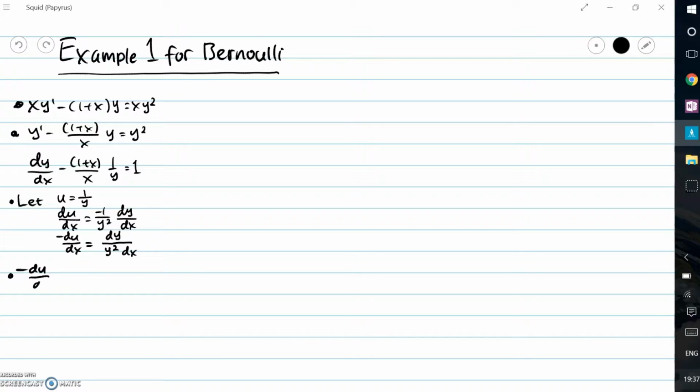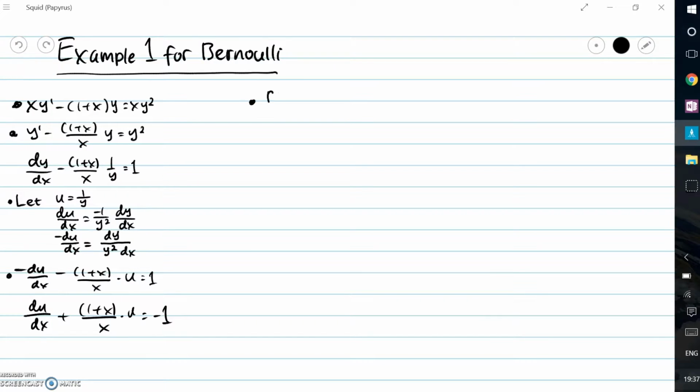Substitute u and du over dx into the equation, making everything in terms of u and x. Now we have a linear equation. Multiply both sides by -1 to make du over dx positive. After making it into a standard linear form, we just use the method we use to solve linear equations. We can find out what p(x) is, and then we can also calculate mu(x).